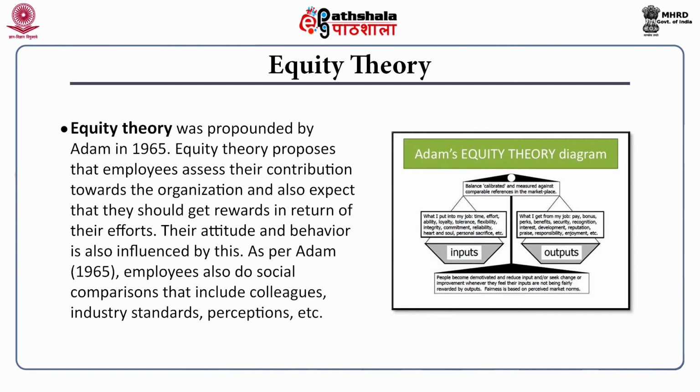So, the diagram shows how employees want to balance the input and the output. In the inputs, the employee will ask what I put into my job: time, effort, ability, loyalty, tolerance, flexibility, integrity, commitment, reliability, heart and soul, personal sacrifice, etc. And what I got as outputs: pay, bonus, perks, benefits, security, recognition, interest, development, reputation, praise, responsibility, enjoyment.